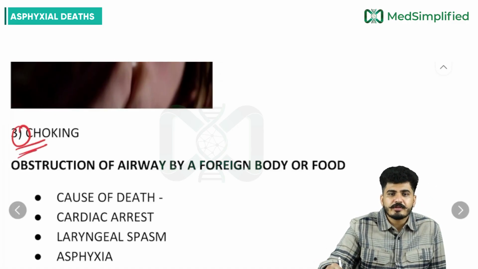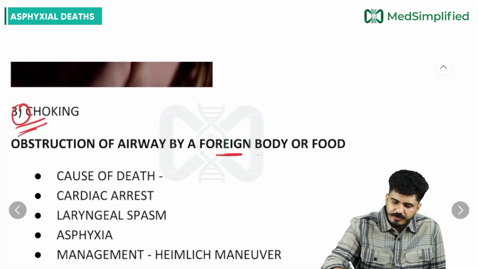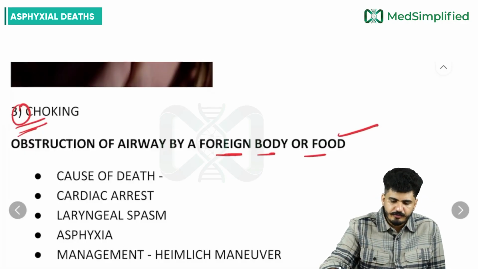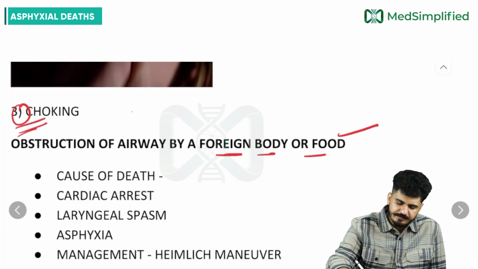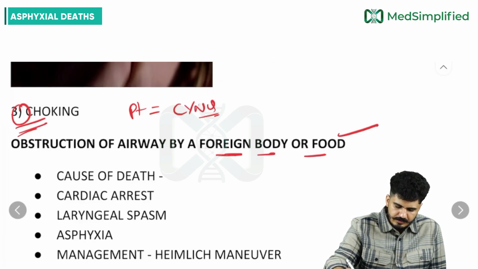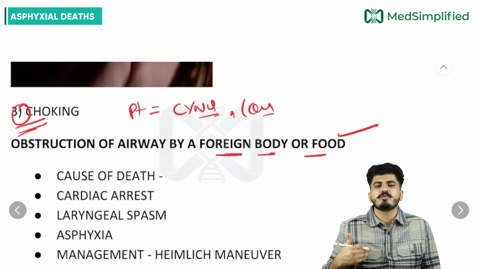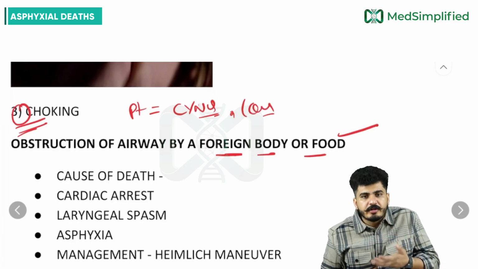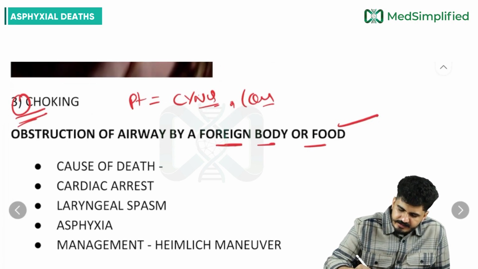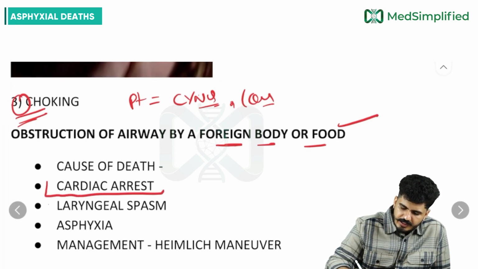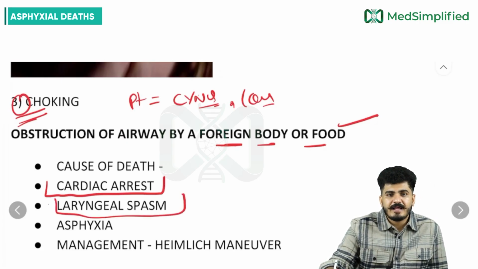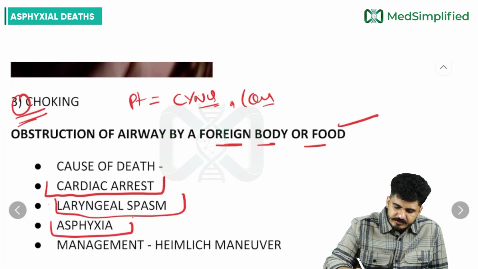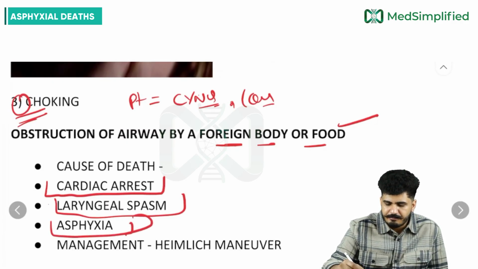Choking, what is happening in choking? The obstruction of the airway by a foreign body or food, my dear friends. In choking, what will happen? In the patient presentation, there will be cyanosis and coughing, and the cyanosed person tries to cough. Now the cause of death in case of choking will be what, sir? Cardiac arrest. Laryngeal spasm can also be the cause of death in choking, plus asphyxia. Because of laryngeal spasm, there will be asphyxia, and management is what, sir?